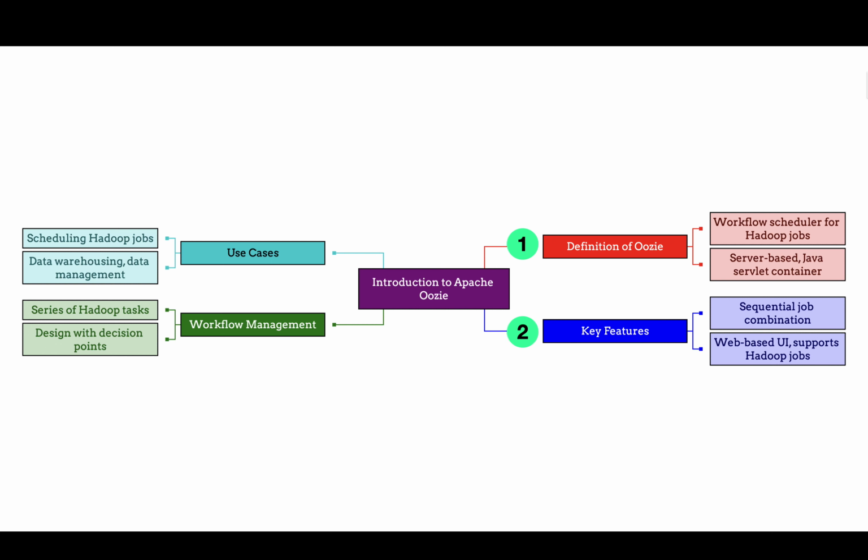2. Key features. Oozie combines multiple jobs sequentially into one logical unit of work, offers a web-based user interface to manage and monitor the workflows, and supports several Hadoop jobs, including Java MapReduce, Streaming MapReduce, Pig, Hive, and Scoop.